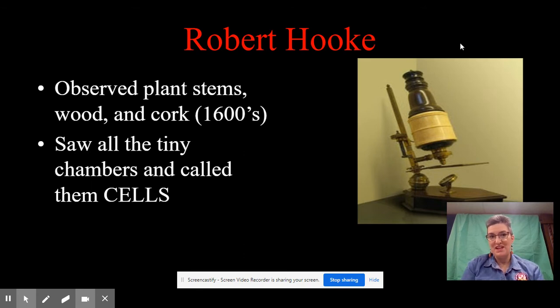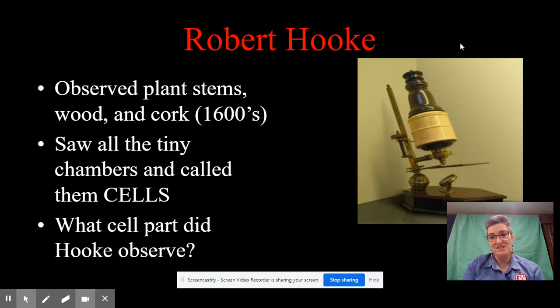Robert Hooke gets credit for naming cells, so he's considered the father of cells. And we can see his version of a microscope here. He observed cork under the microscope in the 1600s. And he saw these tiny, tiny little chambers, he called them. They were right next to each other. He called them cells because they reminded him of monk rooms in a monastery, and they're called cells. So that's where he got the name.